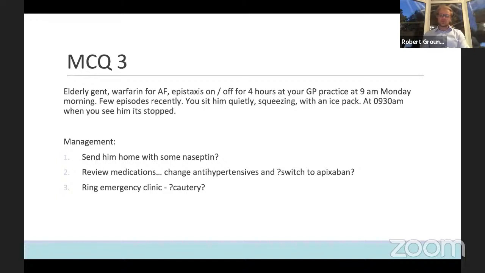So, with a stopped nosebleed, you've got a few options in front of you. You can either give him some Naseptin cream, something that's used commonly. Again, we can go through the details later on. You could think about medications and warfarin and antihypertensives, or despite it stopping, you could ring ENT emergency clinic and ask them if they'll try and cauterize his nose. Again, I'll give the guys about 10 seconds, have a think and see where you think the right answer lies in this one.